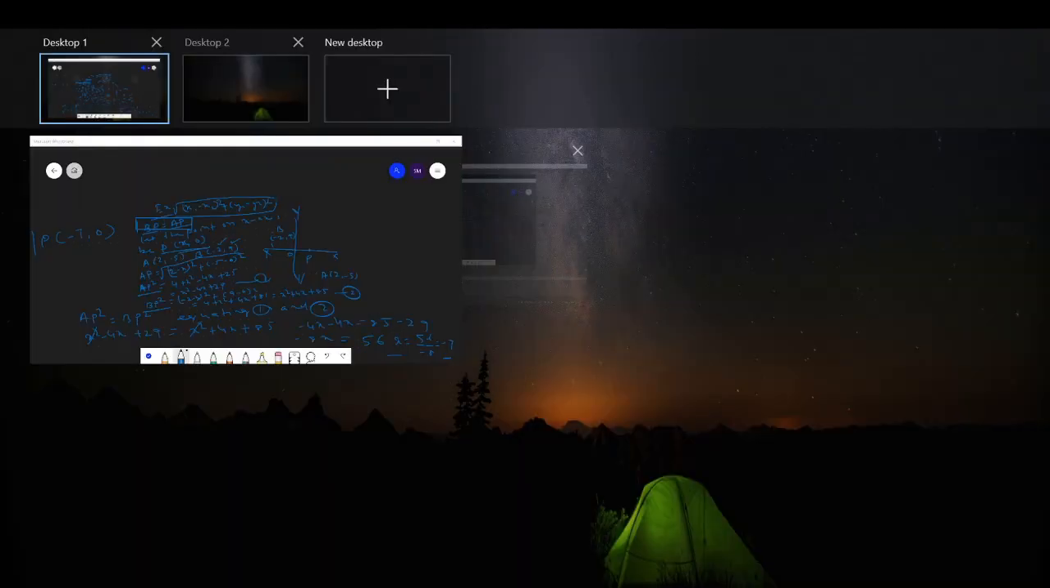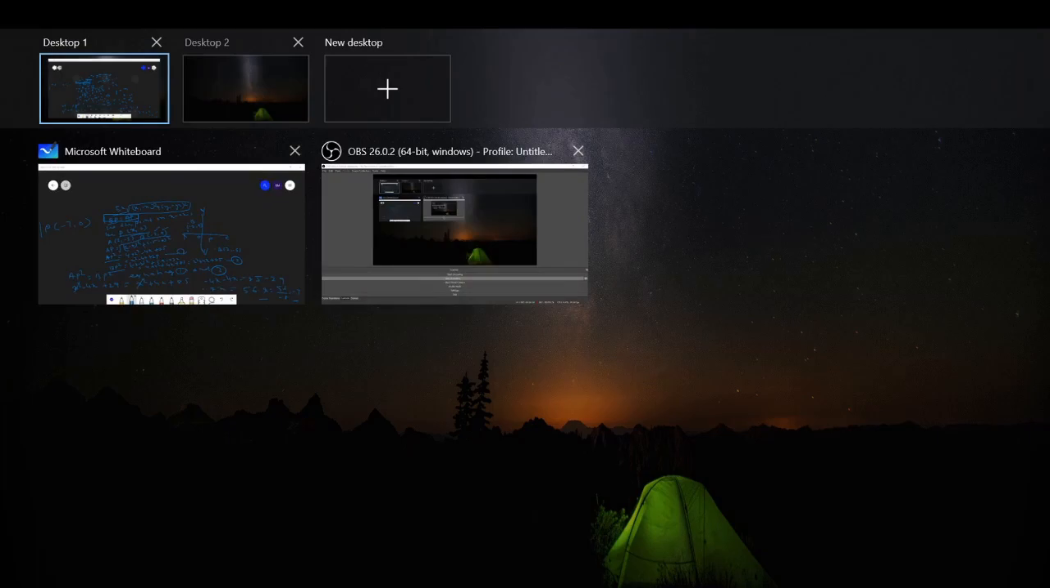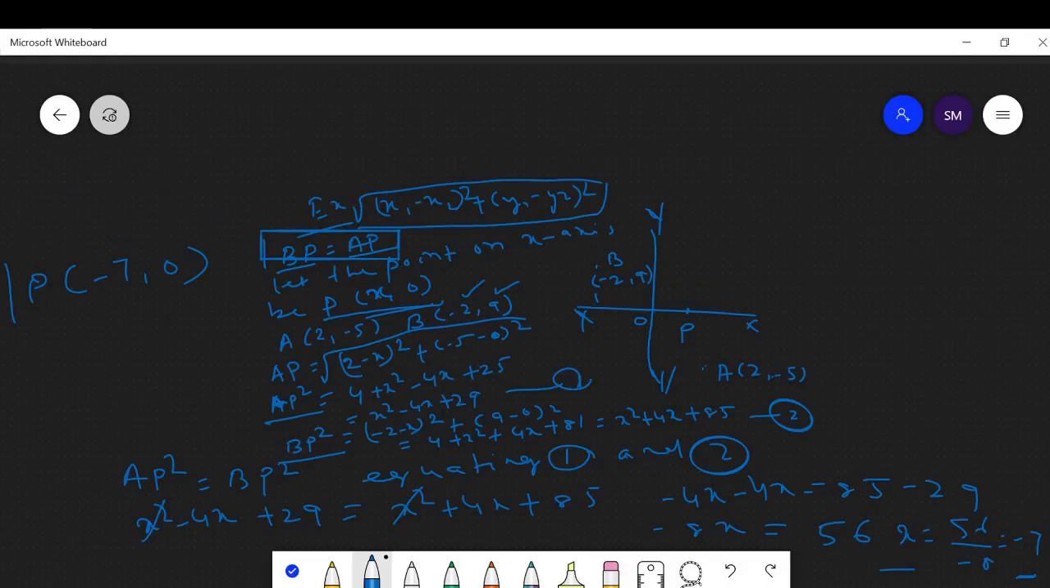Hence we get the point on the x-axis: P is the point with coordinates minus 7, 0, which is equidistant from the points A and B, where BP is equal to AP. Okay. Then next question.